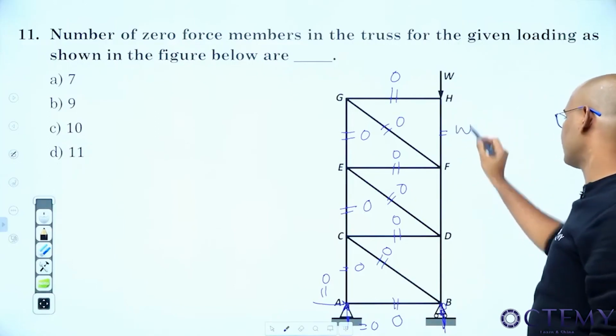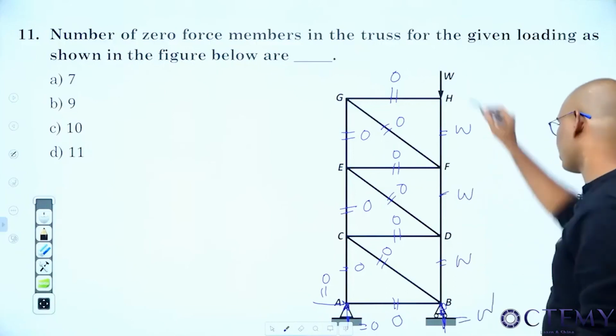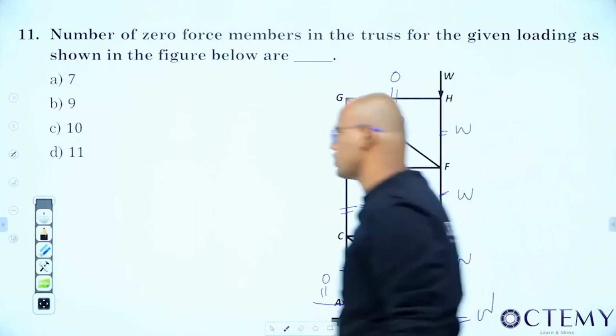And this is nothing but equal to W. This is equal to W. This is also W. The load will be transferred. So 3, 3, 6, 9, 10. So what's the answer?